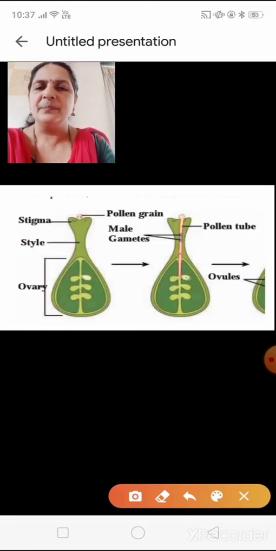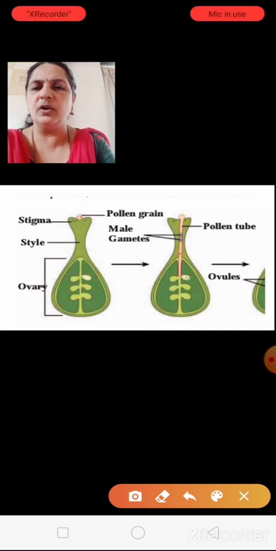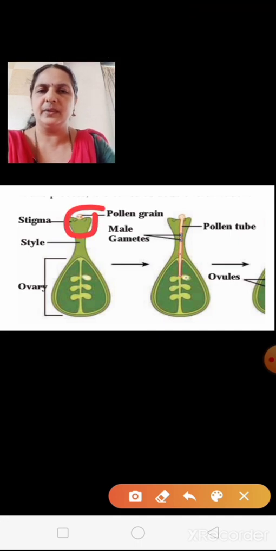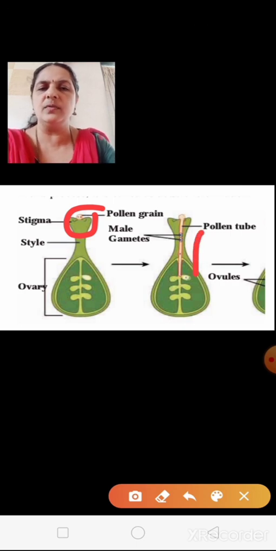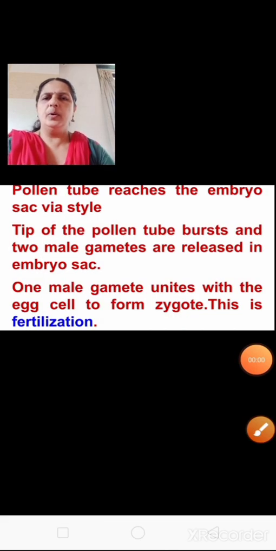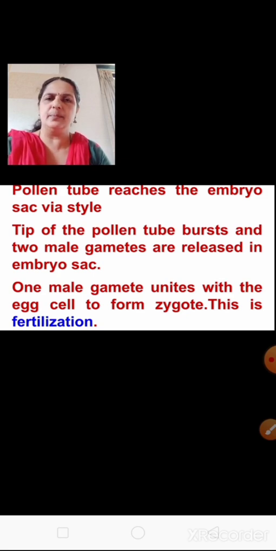The pollen grains will fall on the stigma over here. When it falls on the stigma, you can see here a long tube-like structure which is formed, which is called a pollen tube. Understood? The pollen tube reaches the embryo sac via the style. What happens? The pollen tube reaches the embryo sac through the style.